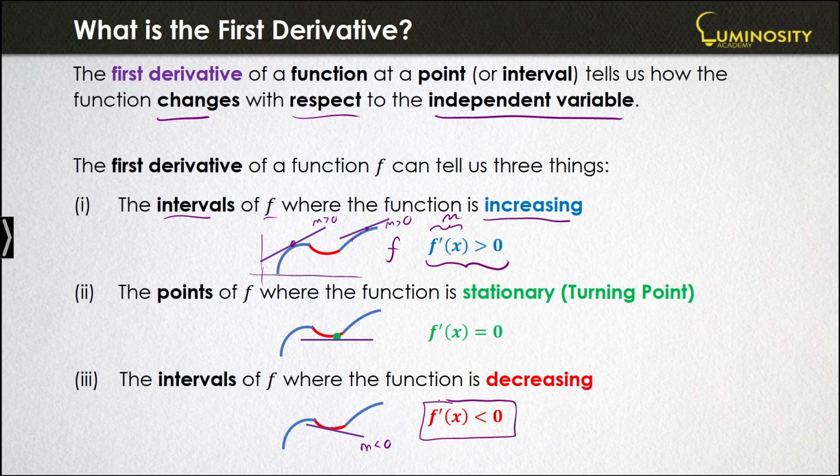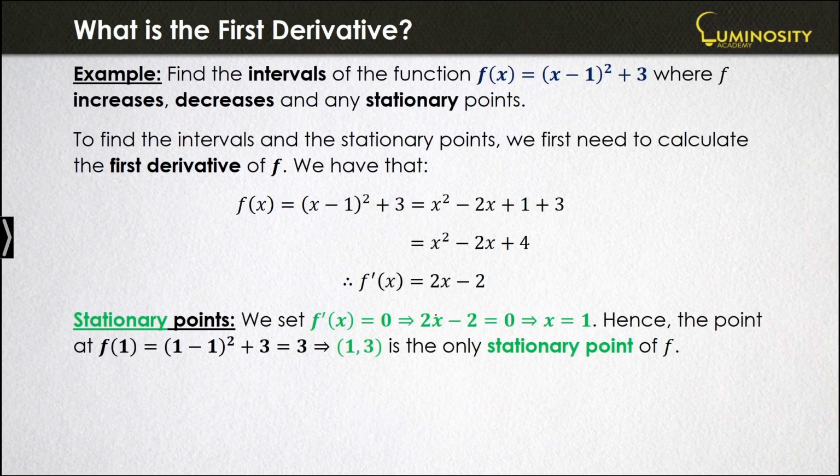And then lastly, we get stationary points, which can also sometimes be referred to as turning points when they actually turn. And that's when the graph reaches either a minimum or maximum turning point at a stationary point, and the gradient there will just be a single horizontal line where the gradient is 0. So when the first derivative of a function is equal to 0, those are stationary points.